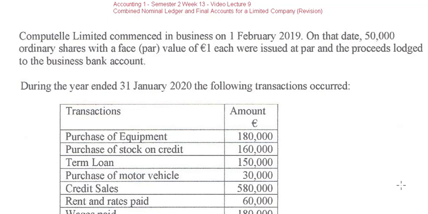So we're going to do the nominal ledger and the final accounts, and at least part of the nominal ledger. We may not be asked to do the full nominal ledger, but the relevant parts of the nominal ledger that are required.